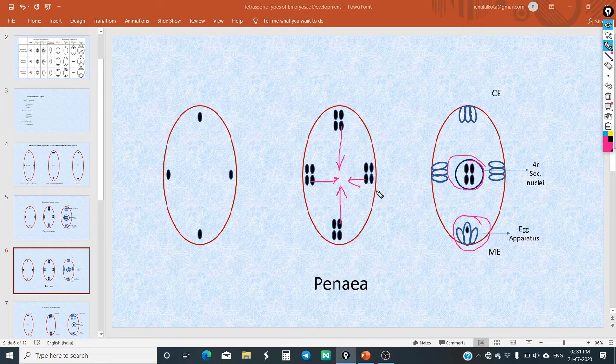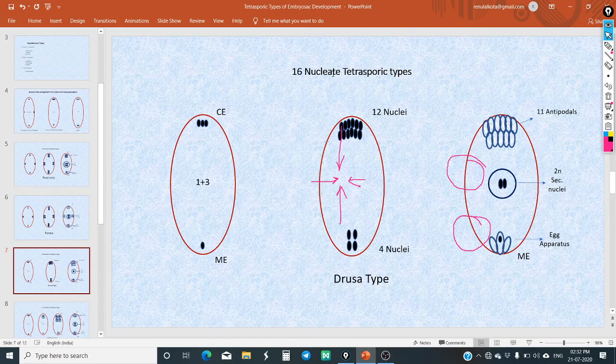Okay, this is Penaea type of embryo sac development. Here you can see a tetraploid secondary polar nucleus, but earlier we saw octoploid secondary polar nucleus in Peperomia. This is the development of embryo sac in Penaea. The next one, that is Drusa type, 16 nucleate tetrasporic type of embryo sac development in Drusa.